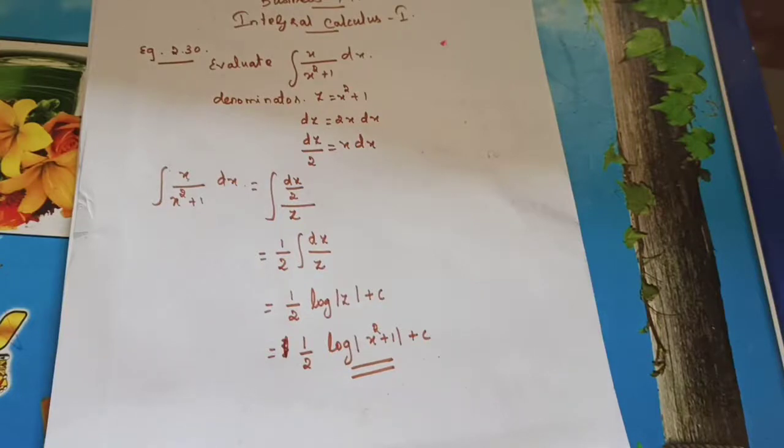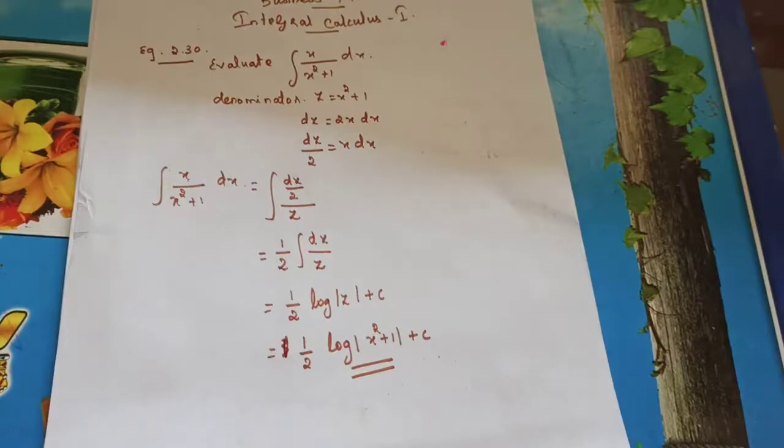So the first one is evaluate the integral of x by x square plus 1 dx. So for the denominator, let z be equal to x square plus 1. If you differentiate, what will you get? dz is equal to 2x dx. From that, x dx is dz by 2. For what purpose are we changing? You need to change everything in terms of z. Because of that, you need to change it here.